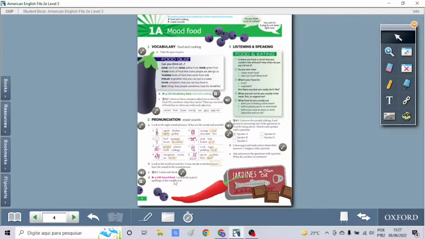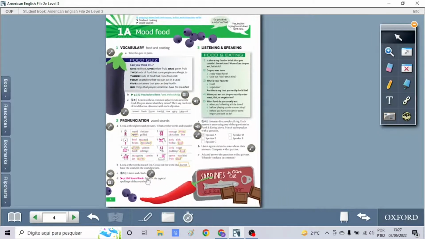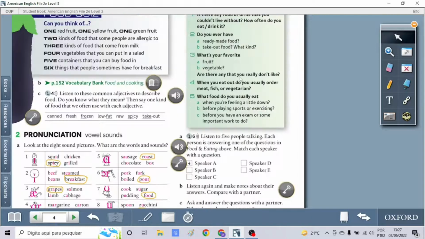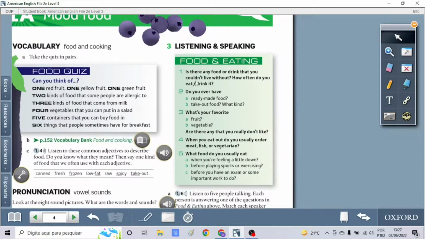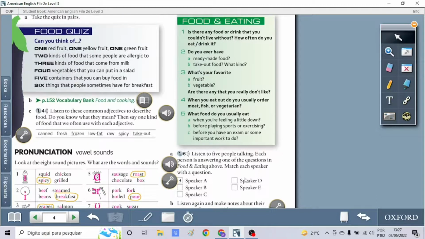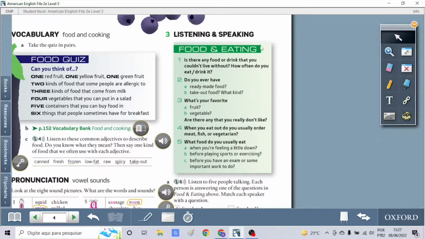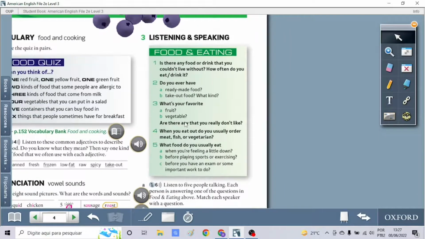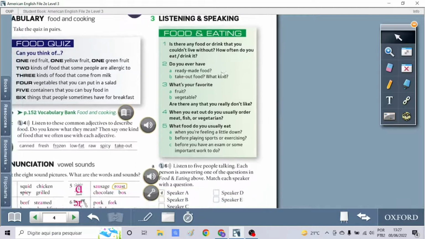Now let's go back here to page 4, listening and speaking. Just reinforcing that the speaking activities we have here will be practiced in our classes. So you can prepare your answers, but during our classes we are going to practice them as well. Listening and speaking, food and eating.